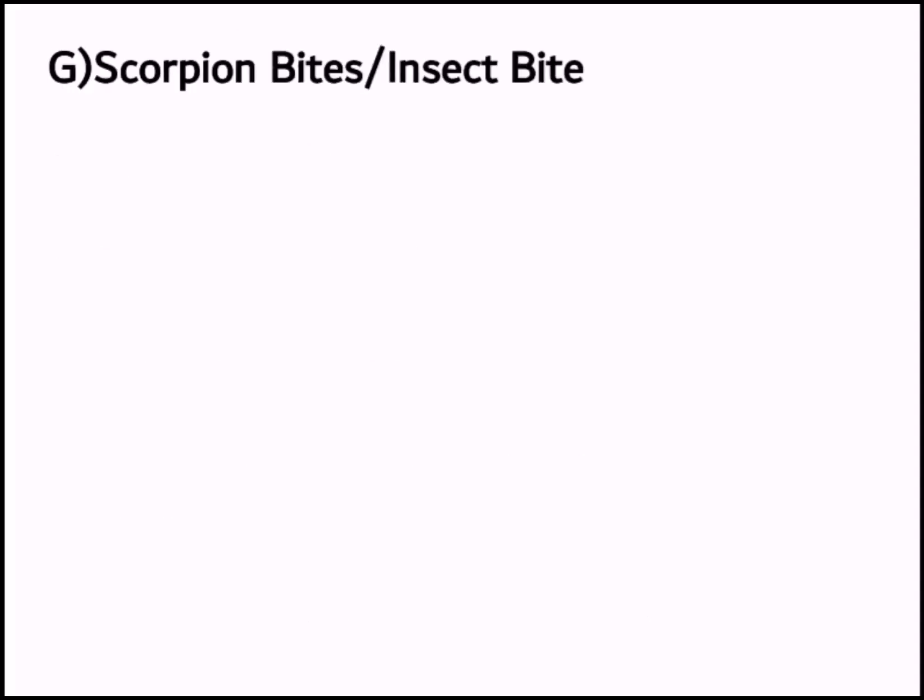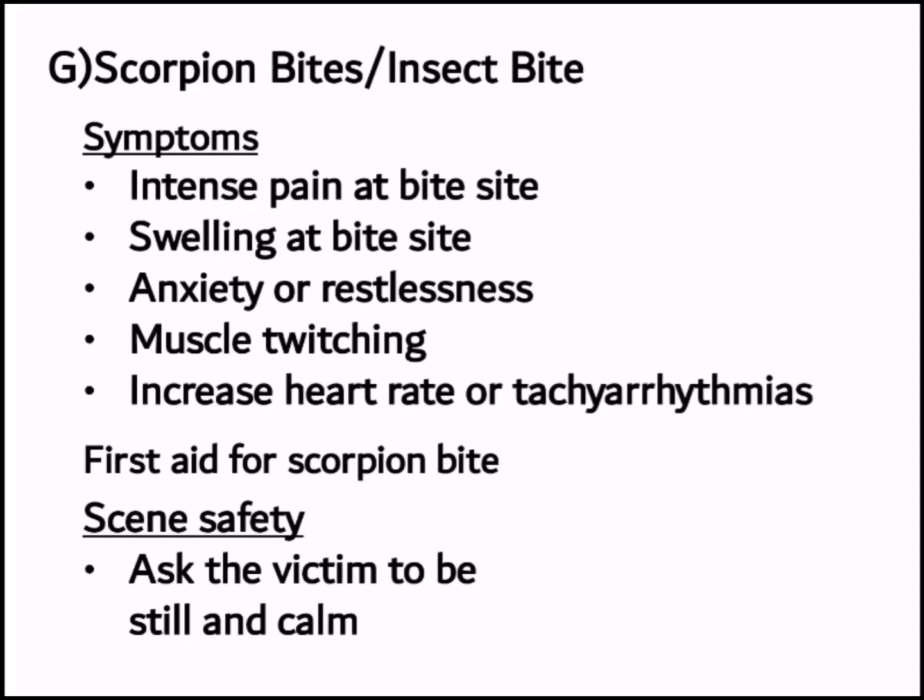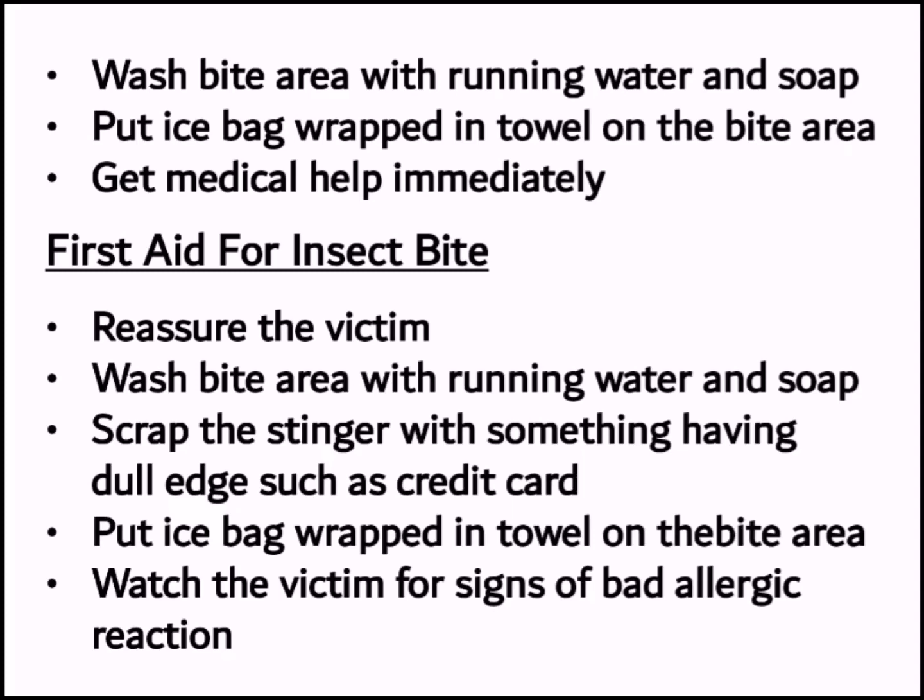G. Scorpion bites, insect bites. Symptoms: intense pain at the bite site, swelling at the bite site, anxiety or restlessness, muscle twitching, increased heart rate or tachyarrhythmias. First aid for scorpion bite: scene safety. Ask the victim to be still and calm. Wash the bite area with running water and soap. Put an ice bag wrapped in a towel on the bite area. Get medical help immediately.